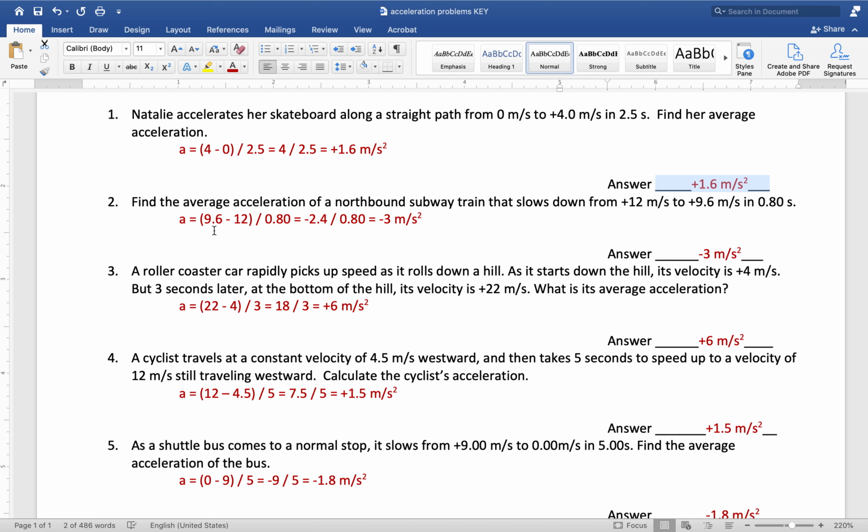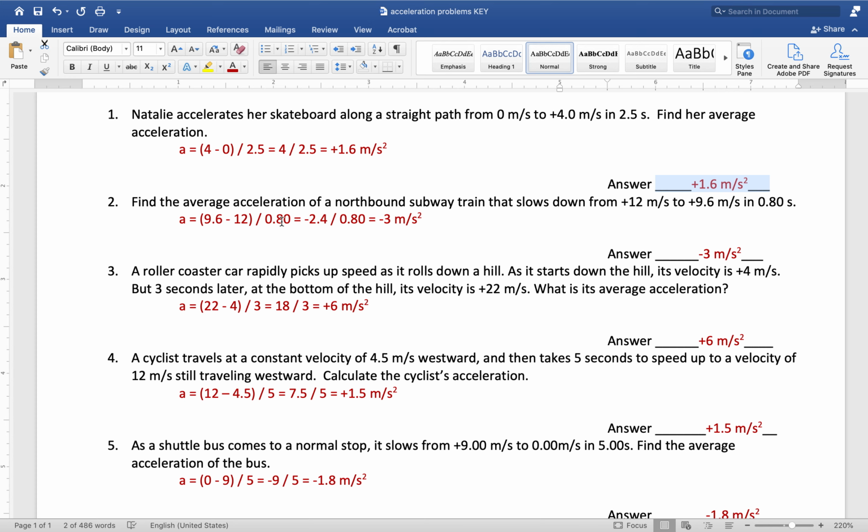Yes, you're going to get a negative number, and yes, that is okay. So you want to do 9.6 minus 12. It's not always big minus small. If you're slowing down, you're going from a higher velocity down to a lower velocity. So when you subtract those, you should get a negative number.